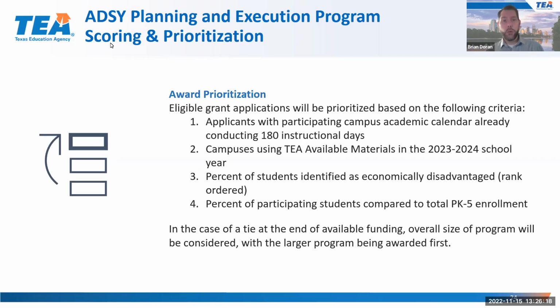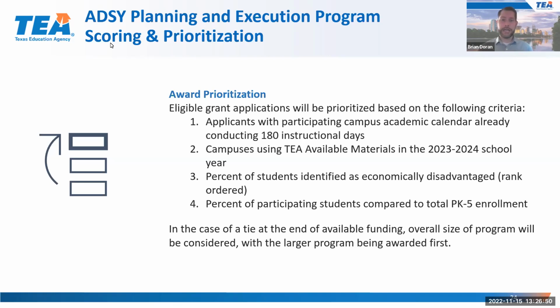That said, we have seen through existing programming that it is much easier to get the finance team buy-in and to build buy-in across all of the stakeholders if that calendar is already at 180 days. So that's our first level of priority. The second is those campuses who are using TEA available materials in the 23-24 school year. So if you're using anything on the TEA available materials list, that would get you higher prioritization.